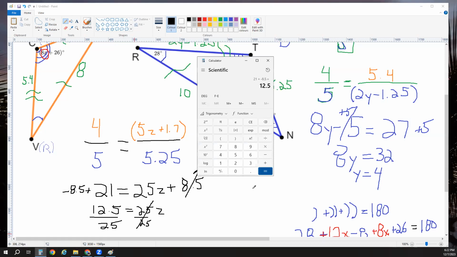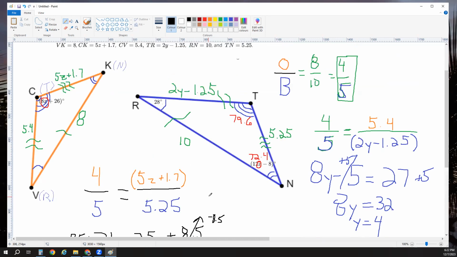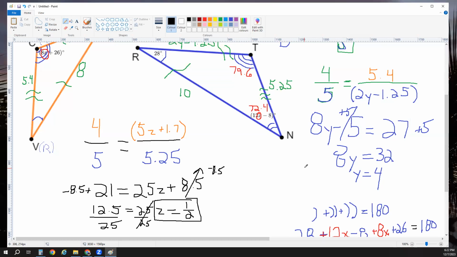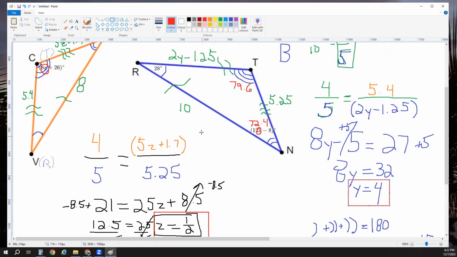See that divided by 25 is a half. Z equals 1/2. That's pretty smooth. Okay, so now that I have Z and I have Y, here's my Z value. I'll block it off in red. Z and Y. Now I can plug and chug.